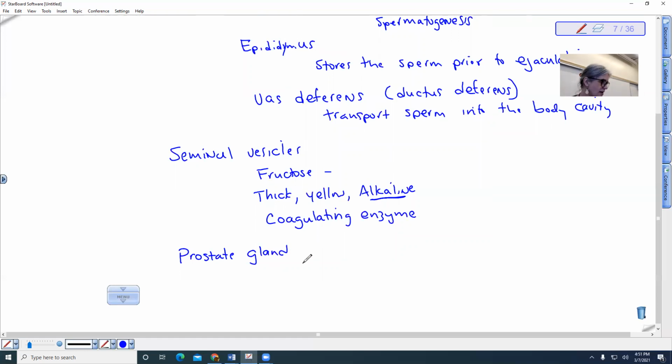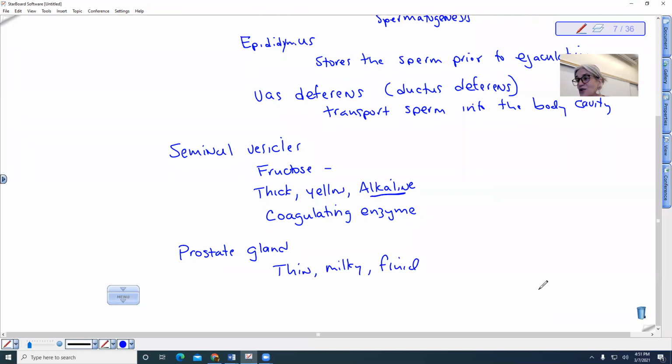its secretions are said to be thin, milky, and fluid, right? So thin, milky, and fluid. There is another important nutrient in the prostate gland, and this is called citrate. So this is an important nutrient.